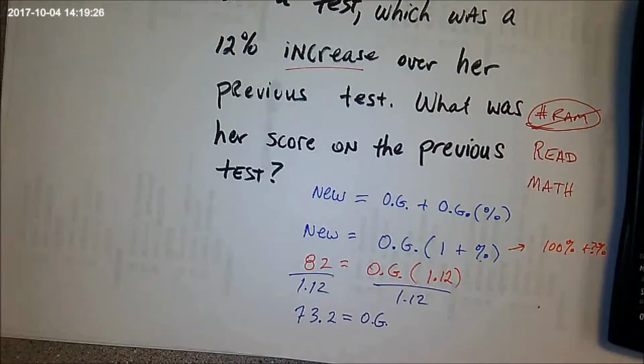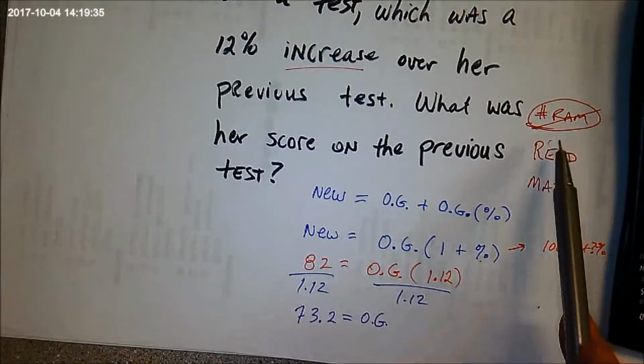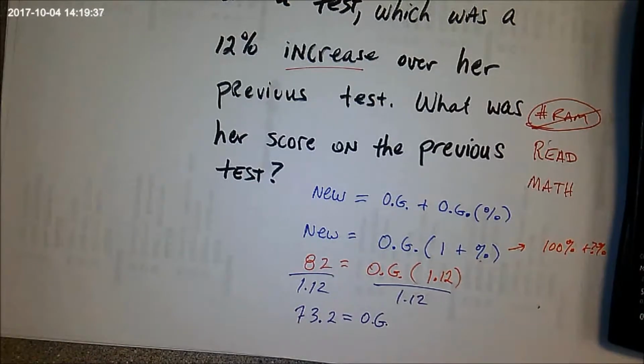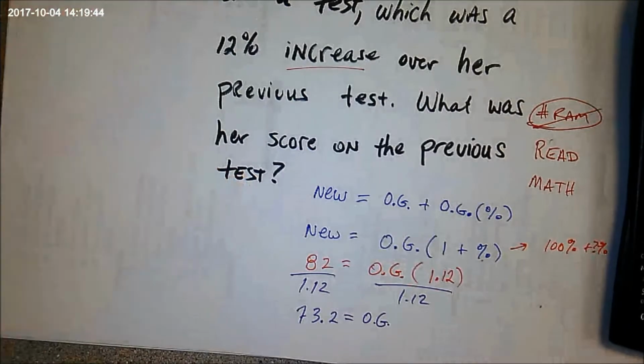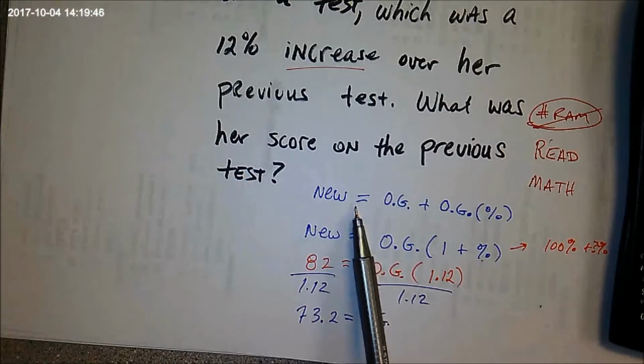You can guess anywhere, anytime you want, but it's not going to give you any kind of right answer or understanding. So don't guess. Make sure you read it. Read the question and understand it. Then you write the equation and then you solve the equation, and that's it.